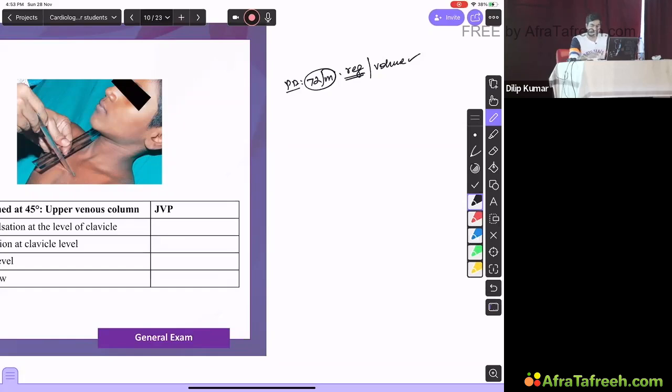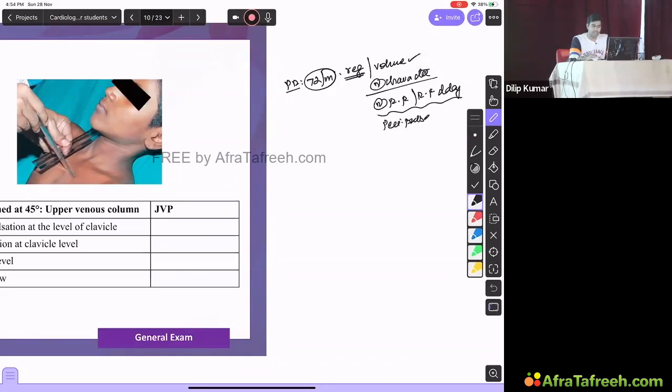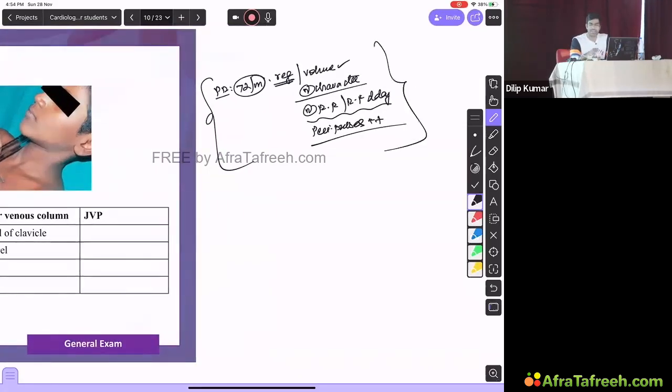Okay, then what else? No radio-radial and radiofemoral delay. Pardon? All peripheral pulses are felt equally. Okay, fine. So these are your findings. Let us come back to that later, at the end of the diagnosis. Then what else?